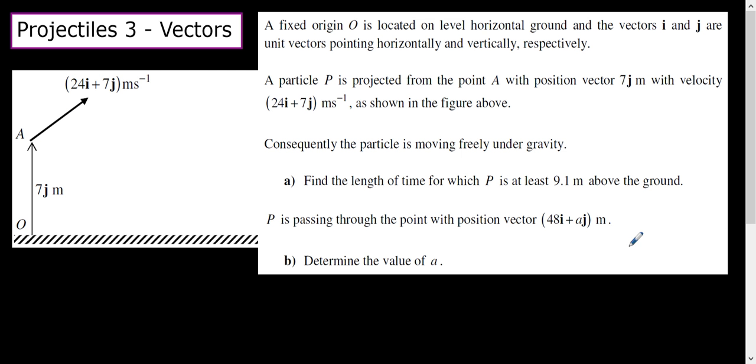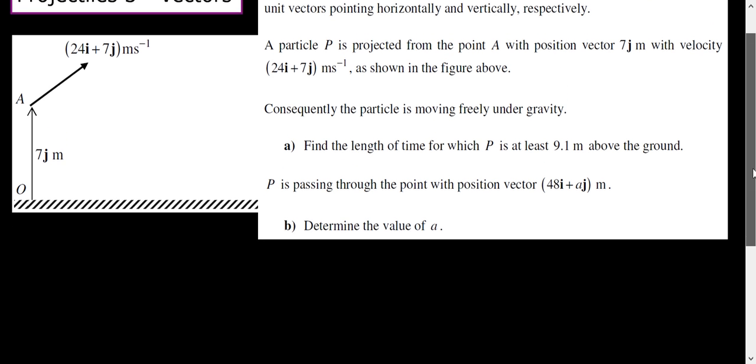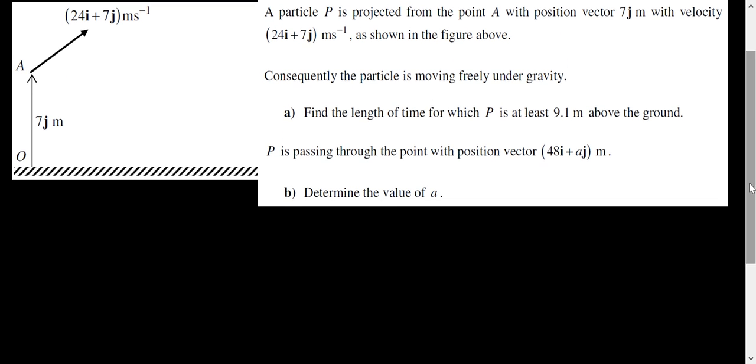So in this question, let's have a look at the similarities. We have, well, the first sentence here, a fixed origin O is located on horizontal ground. Vectors i and j are unit vectors pointing horizontally and vertically. That's just defining what i and j are. We don't need that information really. A particle P is projected from the point A with position vector 7j. This means that A is 7 meters above the ground. The velocity is given as an i and j vector, 24i plus 7j meters per second. That's shown in the figure above.